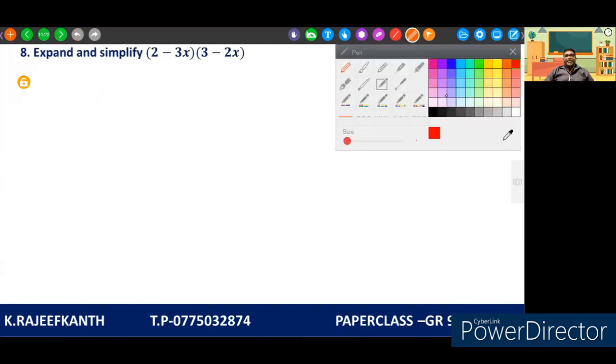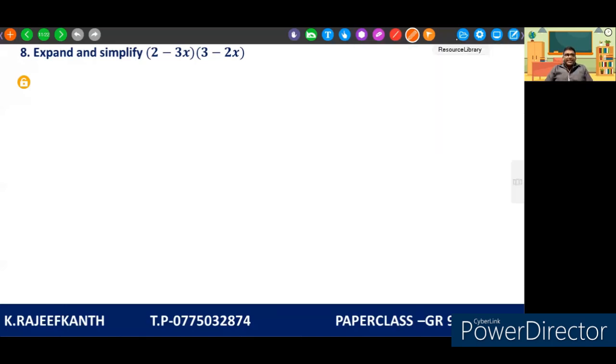Here, expand and simplify. 2 minus 3x times 3 minus 2x. So we have to multiply these two expressions. Then we have to simplify. So first we have to expand this. Right? Here the expression is 2 minus 3x into 3 minus 2x. Then how can we expand this?